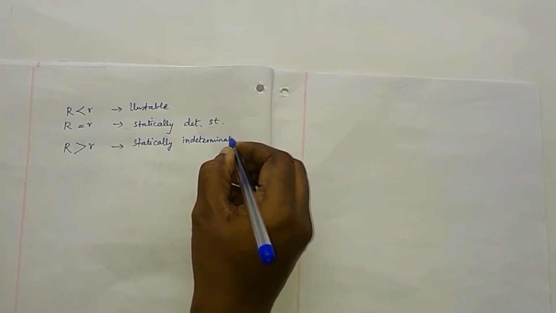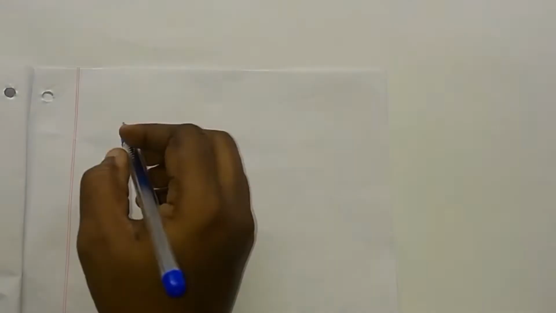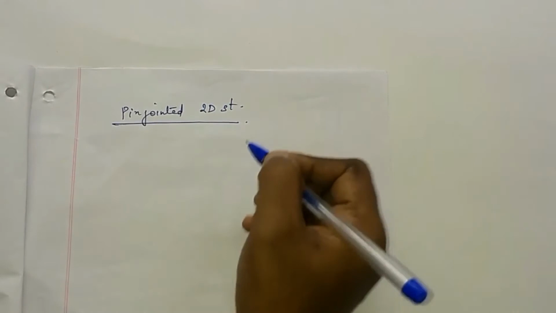Okay. So this is for one-dimensional open structures. We consider the number of unknowns at the support. We consider the number of equilibrium equations. We know small r is 3 for a one-dimensional open structure, or a two-dimensional structure. So I can check whether it is unstable or statically determinate structure or statically indeterminate structure. We shall see for a pin-jointed two-dimensional structure how to calculate static indeterminacy.